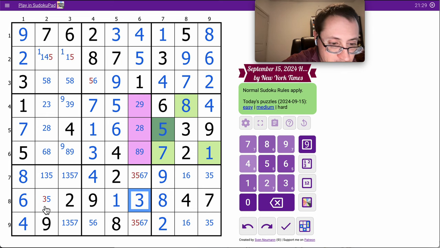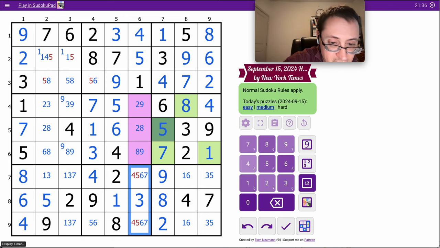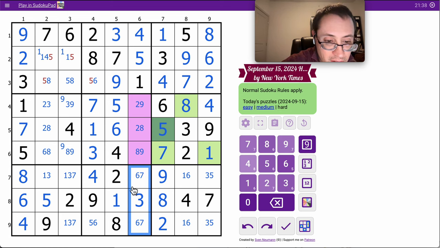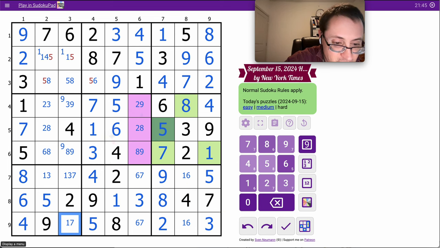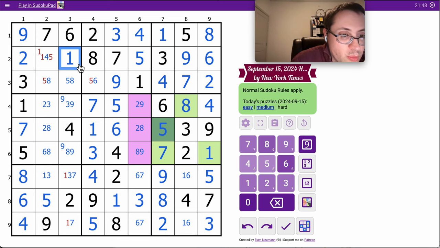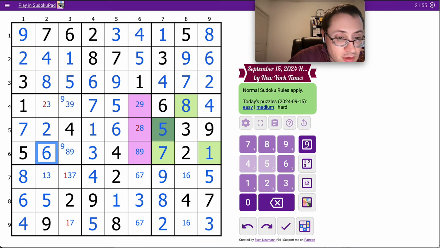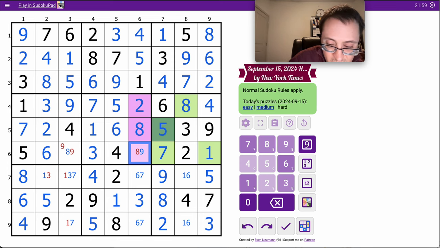So 5, 3, 5. These aren't five, neither is that. These aren't 3 or 5. 6, 7 places the 5. So 3, 5. 1, 4, 8, 6, 5, 2, 6, 3, 9. There we go. All right, now we're away.